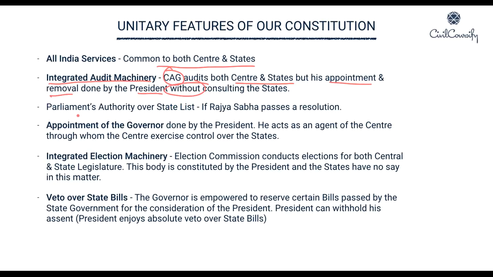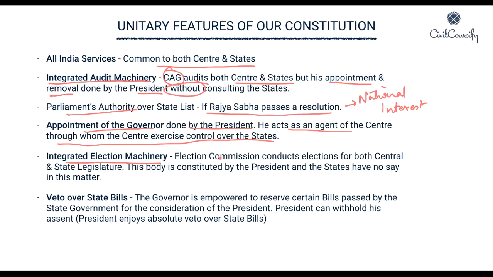The Parliament's authority over the state list can be seen when Rajya Sabha passes a resolution in national interest, allowing the Parliament to form laws in the state list as well. So the appointment of the governor is done by the President. He acts as an agent of the center through whom the center exercises control over the states. So these are the unitary features.